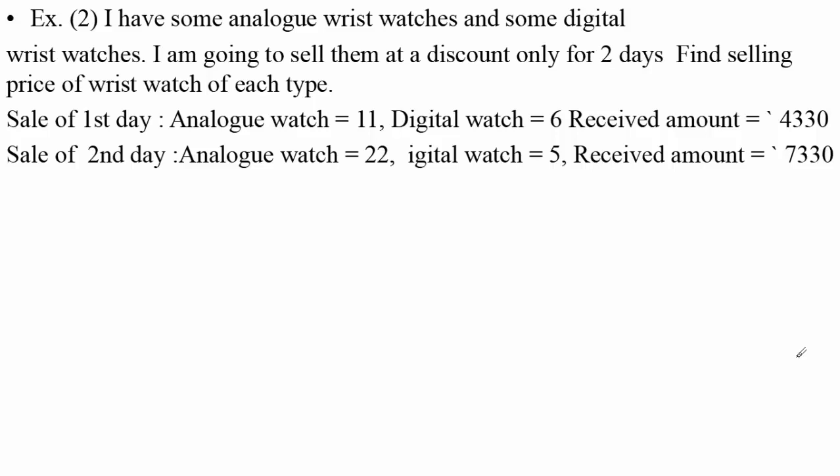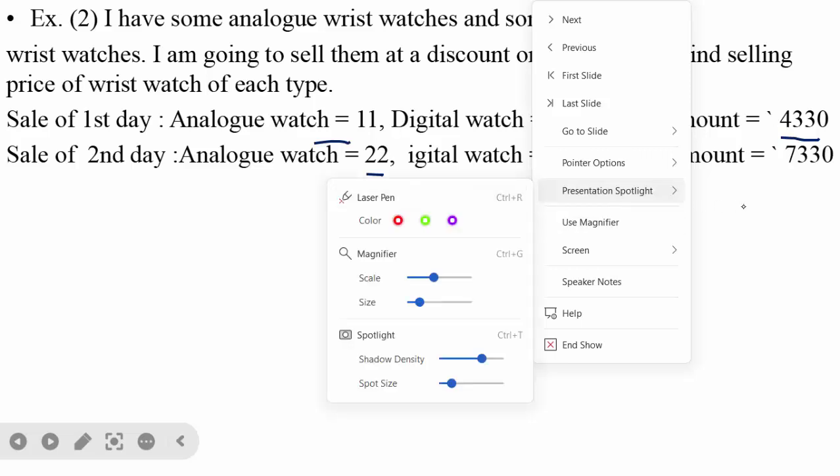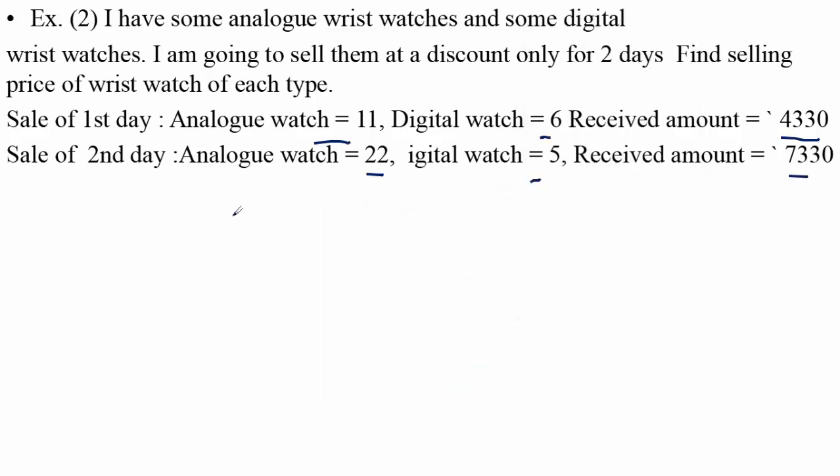Second problem is, I have some analog wristwatches and some digital wristwatches. I am going to sell them at a discount only for 2 days. Find the selling price of the wristwatch of each type. Sale of first day is given. We have sold 11 analog watches and 6 digital watches, and we got 4,330 rupees. On second day, we have sold 22 analog watches, 5 digital watches, and we got rupees 7,330. And we have to find out price of each watch.